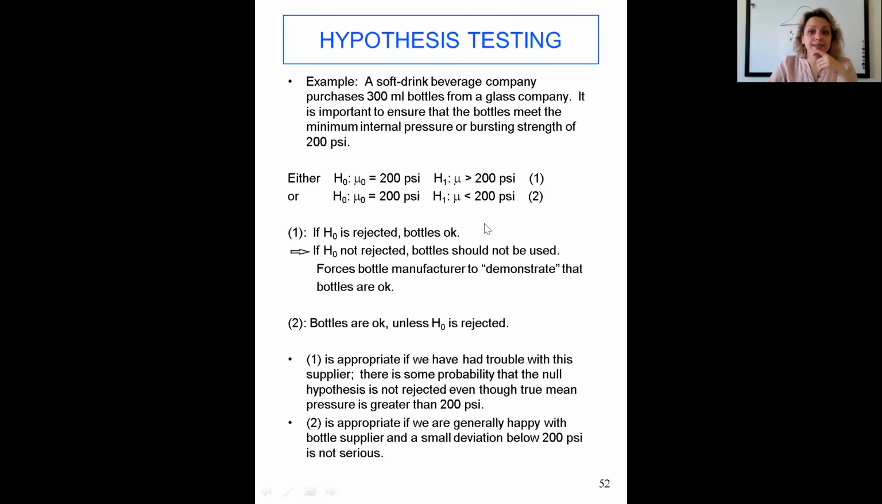Okay, so the next thing we want to learn is the general steps for the hypothesis test when we do the calculation, which you will see in the next video.